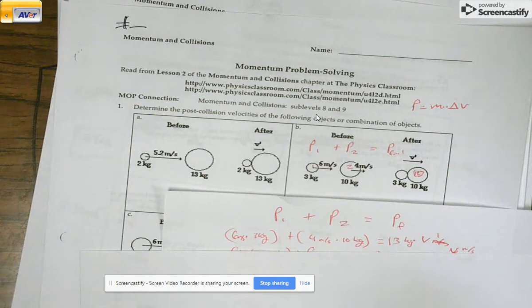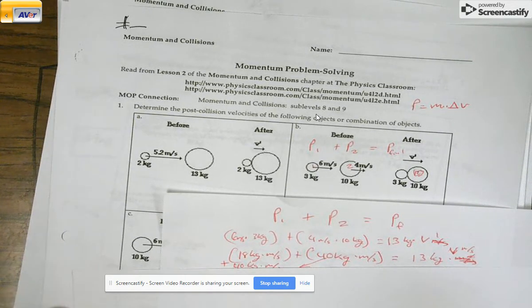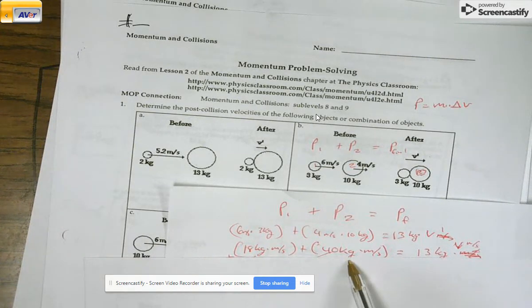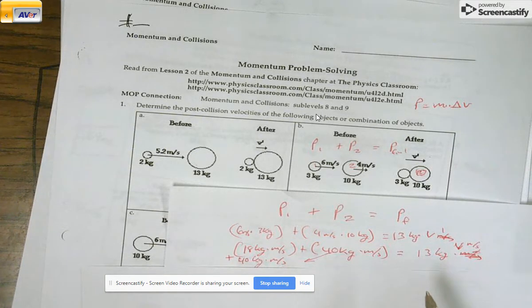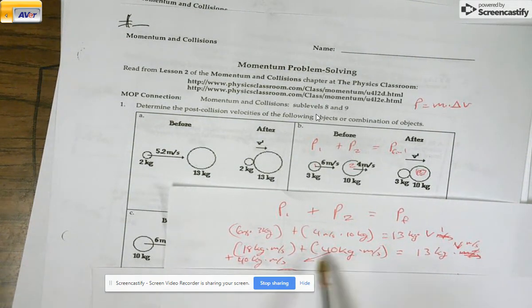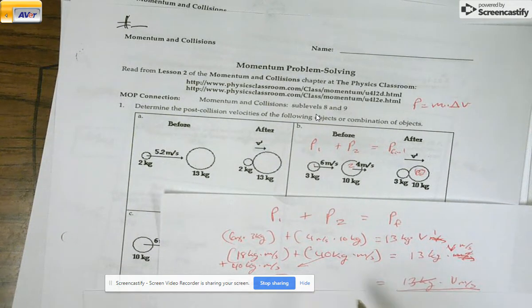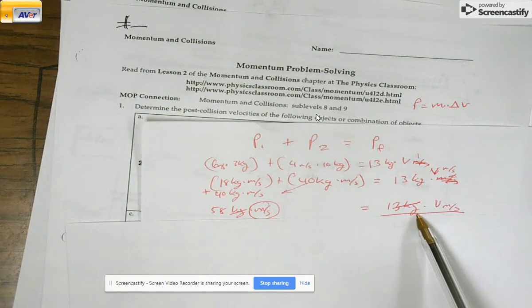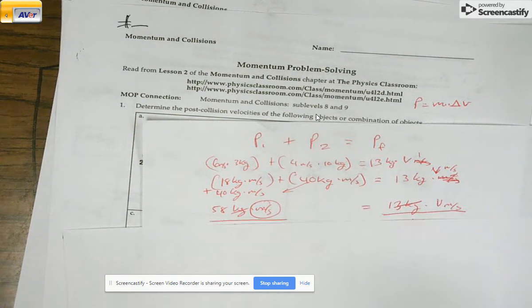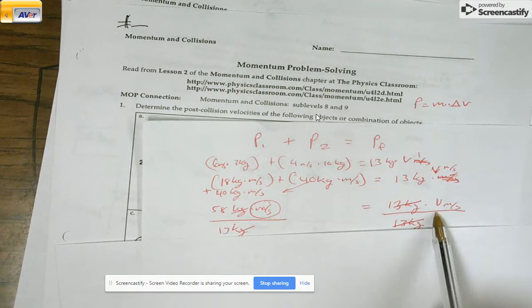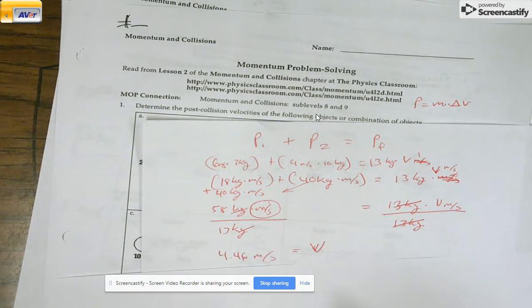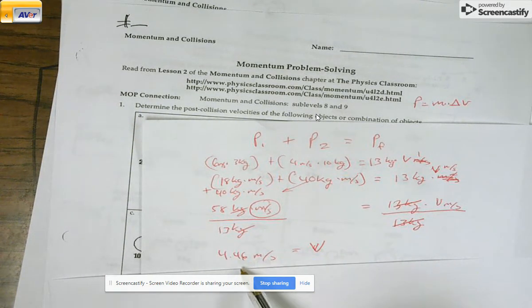Okay, and now I'm going to combine. 6 times 3 is 18, 4 times 10 is 40. So that's 40 kilogram meters per second equal to 13 kilograms. Then I'm going to combine like terms because these are both the same, so I'm just going to add those. It'll be 58 kilograms times meters per second, equal to 13 kilograms times the velocity. To get v by itself, I'm going to divide by 13 here. This cancels out the kilograms, so you end up with 58 over 13, which is going to be 4.6.